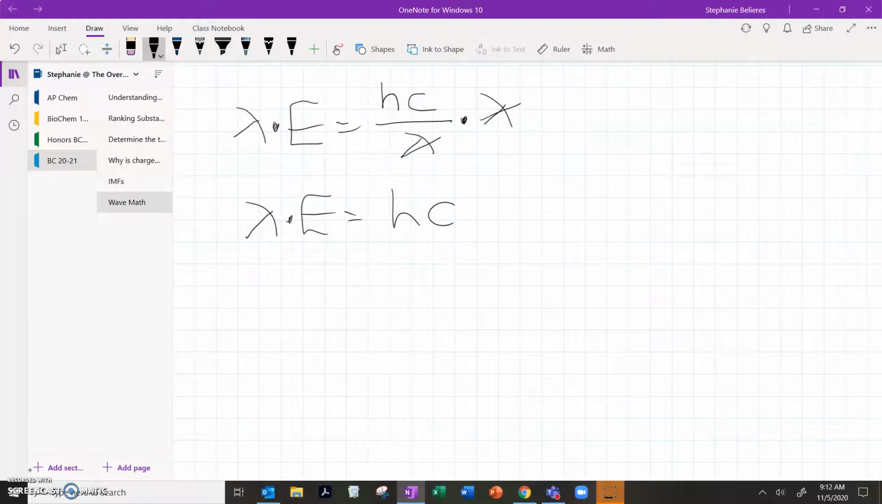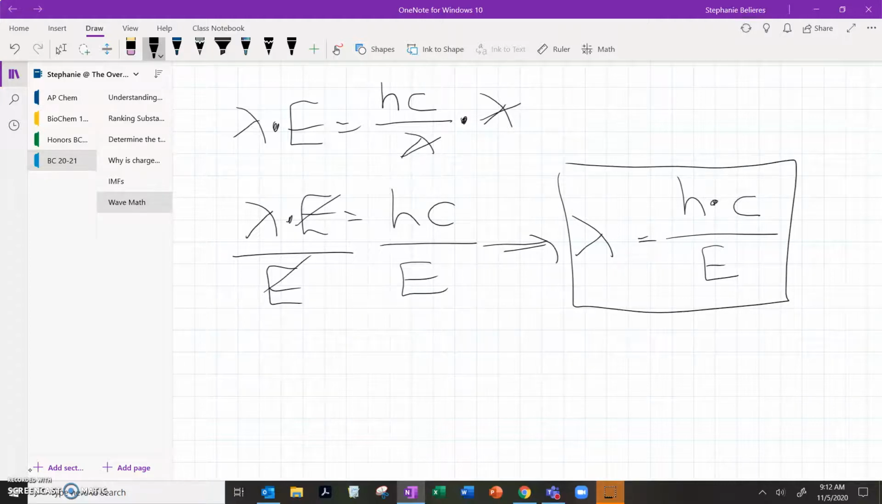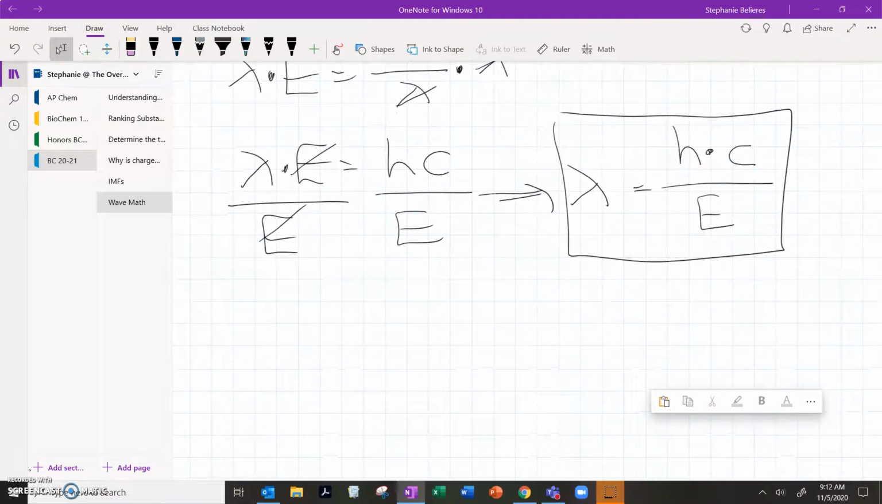Now I want to solve for lambda and isolate lambda on the left side. So I need to divide now by E. All right, so that's going to cancel over here, and that is going to leave me with lambda equals h times c over E. All right, and this is the equation that you can use to solve for lambda when you're given a value of energy. So let's quickly think about what units we're going to be getting here.